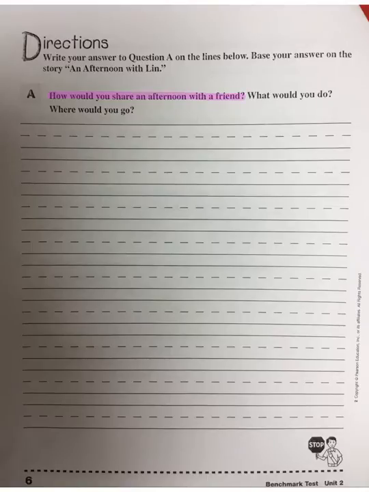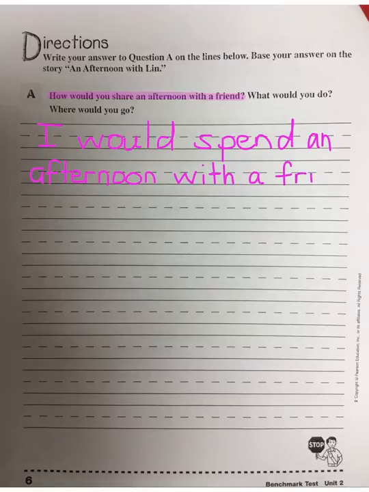To start that sentence, you could say, I would spend an afternoon with a friend, and what would you do? And you fill in the blank. That's the first part. Second question, what would you do? Tell me what you would do. So that should be another sentence. We would blank. And the last sentence, where would you go? We would go to blank. Tell me what you would do. Write a nice little story about it.